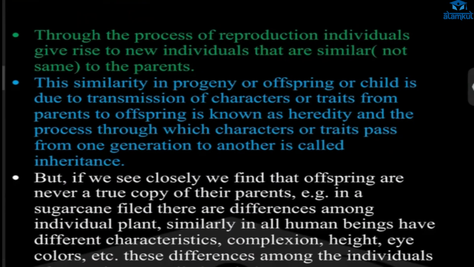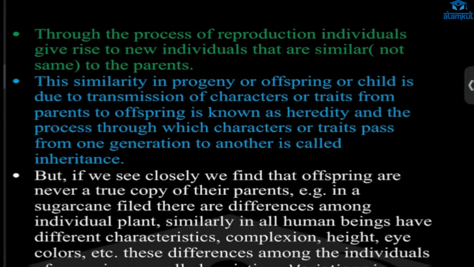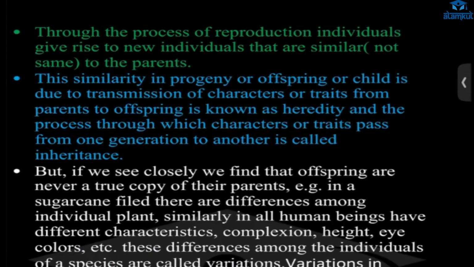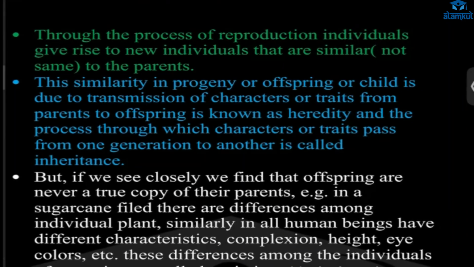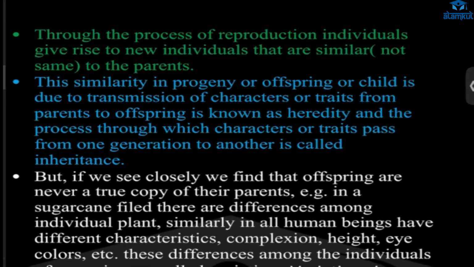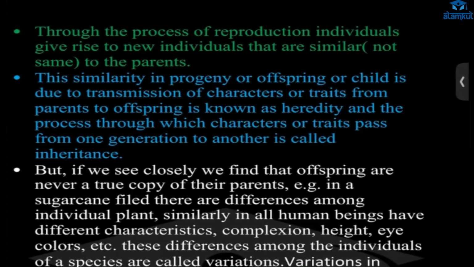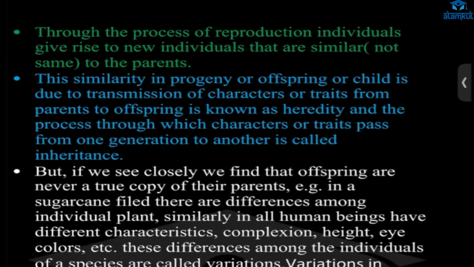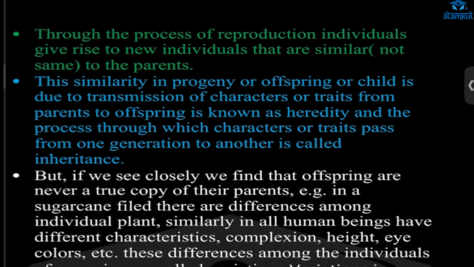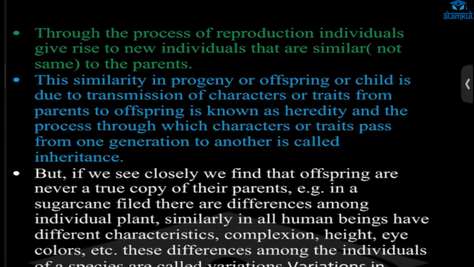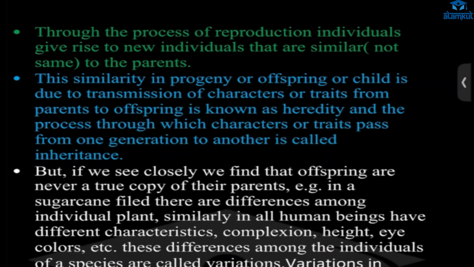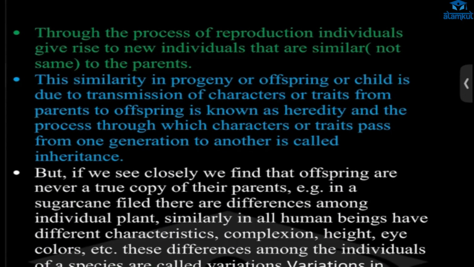So in the process of reproduction, what did you find? That new individuals are similar to their parents, right? How does this similarity come about? It happens due to heredity. And this is the transfer of characters, traits, from one generation to the next generation. It is called inheritance. Okay, heredity and inheritance. You got it?